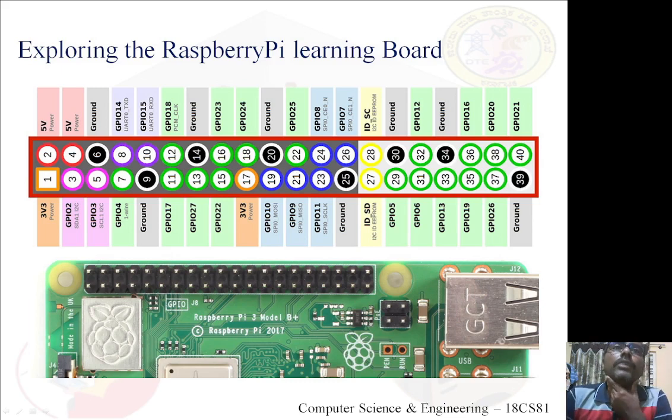I mean, it's a 5 volt pin, means pin 2, pin 4, the other 5 volts, whereas pin 1 is 3.3 volts. Even pin 7 is 3.3 volts. Sorry, pin 17 is 3.3 volts. Okay, I mean there are 2 5 volt pins labeled 2 and 4, and 2 3.3 volt pins labeled 1 and 17.